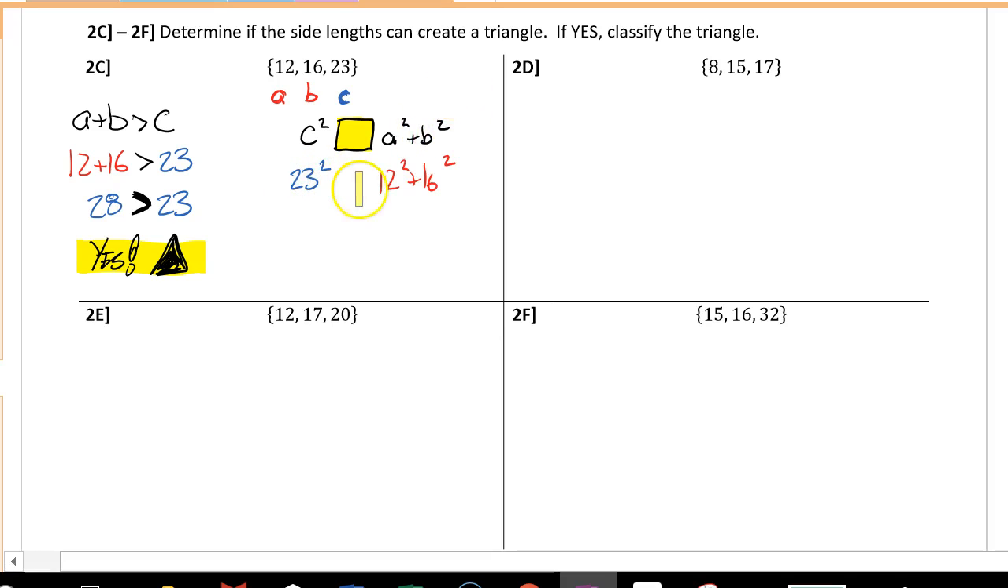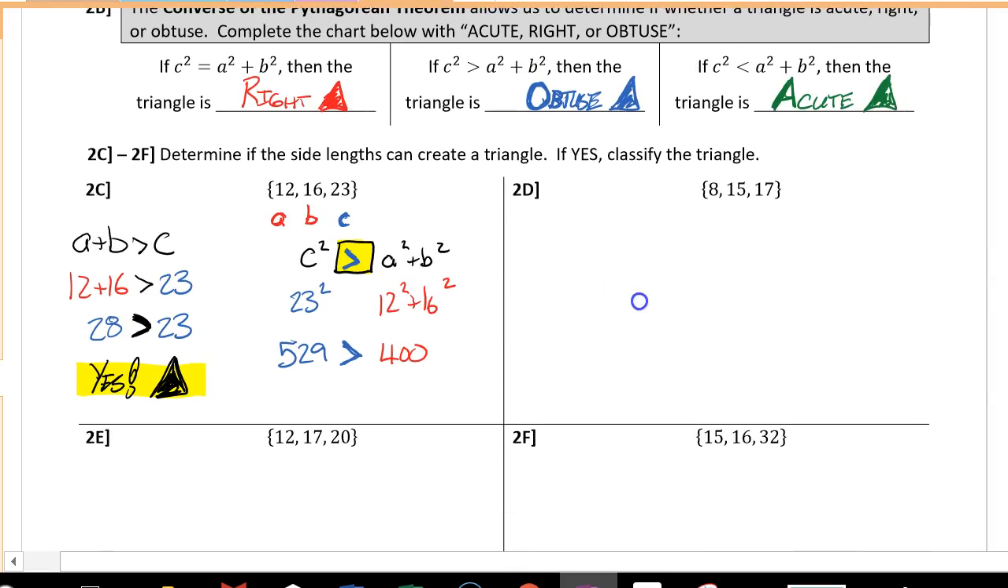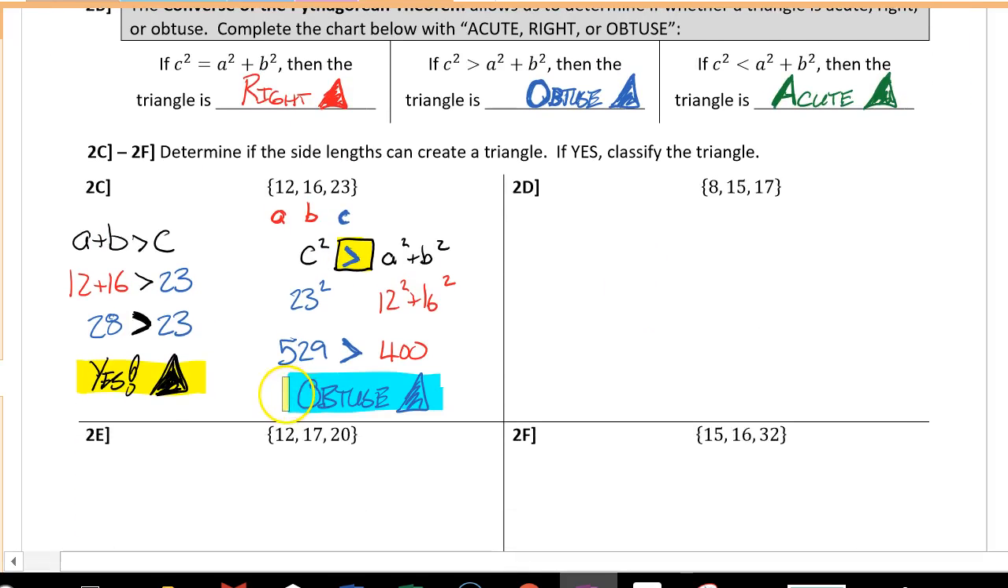we have 23 squared and 12 squared plus 16 squared. Simplifying, we have 529 and 400. 529 is clearly greater than 400. Therefore, our c squared value is greater than a squared plus b squared. Looking at our chart, this means that we have an obtuse triangle.